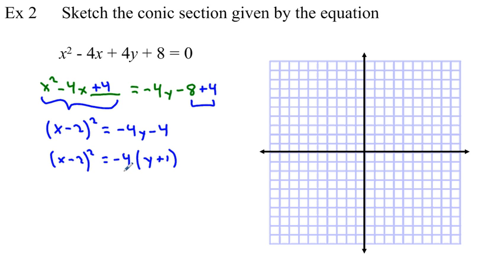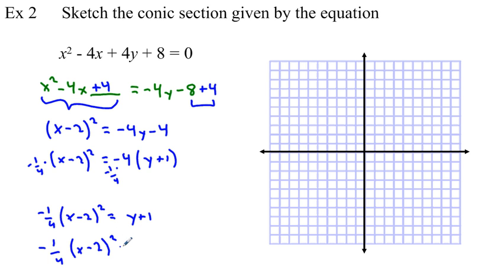At this point, we want to divide both sides by -4. Another way to think of divided by -4 is to multiply by -1/4 on both sides. That will give us -1/4 times x minus 2 squared equals y plus 1. And then my last step, let's subtract 1 from both sides. So that gives us -1/4 times x minus 2 squared minus 1 equals y. And there's our vertex form of this parabola.